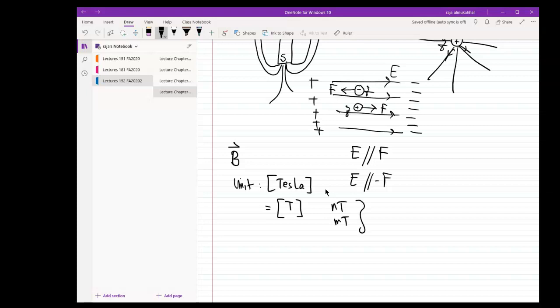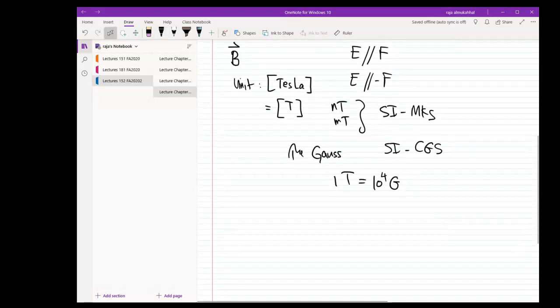This is of course in the SI MKS system of units. In the CGS system, another unit that is used is called the Gauss. 1 Tesla is equal to 10 to the 4 Gauss, basically 10,000 Gauss. So the Gauss is a much smaller magnetic field unit than the Tesla. But the one we're going to be using in our book, and I believe the more common, more popular one, is the Tesla.